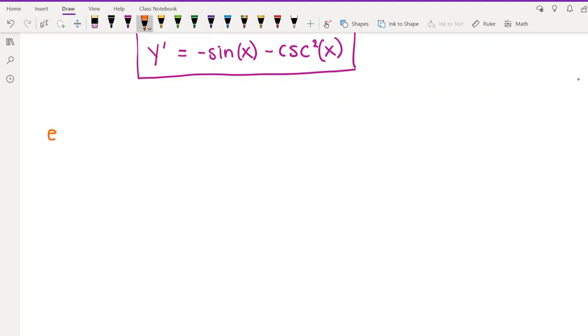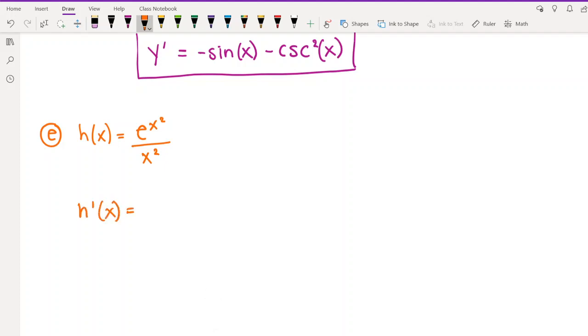Okay, next up we have h of x is equal to e to the x squared divided by x squared. So this is one where we do have to use the quotient rule. There's no way to simplify this, and so we're forced into using the quotient rule. So how does the quotient rule work?